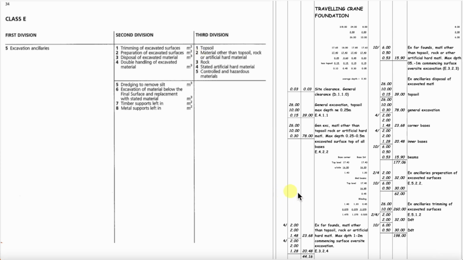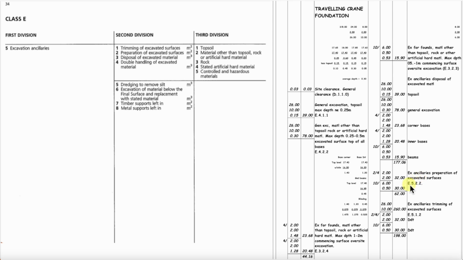E.5.3.2. Our last two descriptions on the first DIM page are these: excavation ancillaries, preparation of excavated surfaces, and excavation ancillaries, trimming of excavated surfaces, and we've discussed what those are and what entails. So let's have a look and see whether they stack up with the method of measurement.